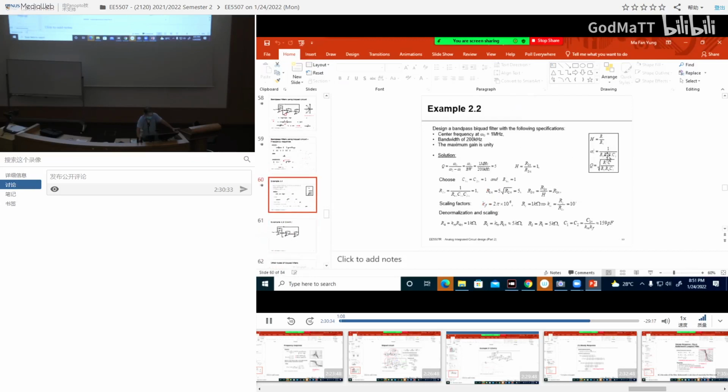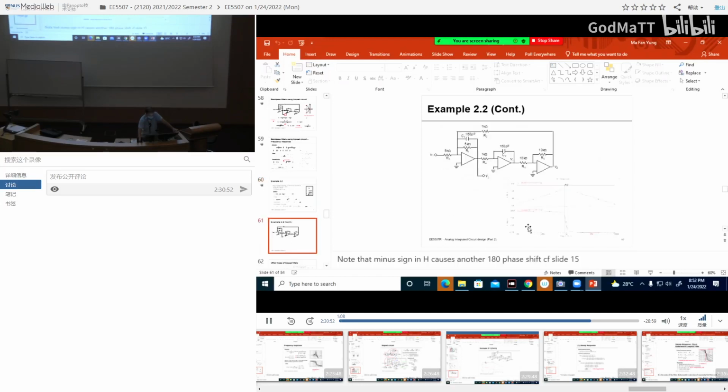So here is an example of how to design a band pass filter. I want the band pass center, omega 0, to be 1 megahertz. I want the bandwidth to be 200 kilohertz. The peak gain is unity. So you apply all the equations and you get all these values. Then you pick the values and do MATLAB or SPICE simulation. Here, in the magnitude response, you see a band pass with a certain bandwidth.